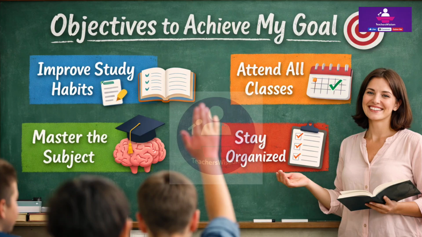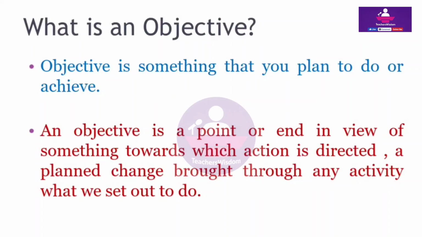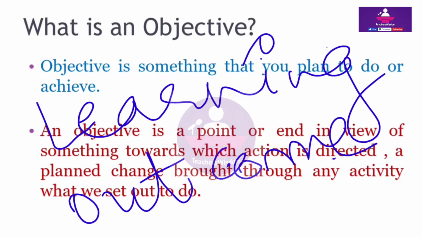Objectives are made by both teachers and the students. An objective is a point or end in view of something towards which action is directed. A planned change brought through any activity, what we set out to do. So it is basically related with the learning outcomes of the classroom, basically the change in behavior of the child.